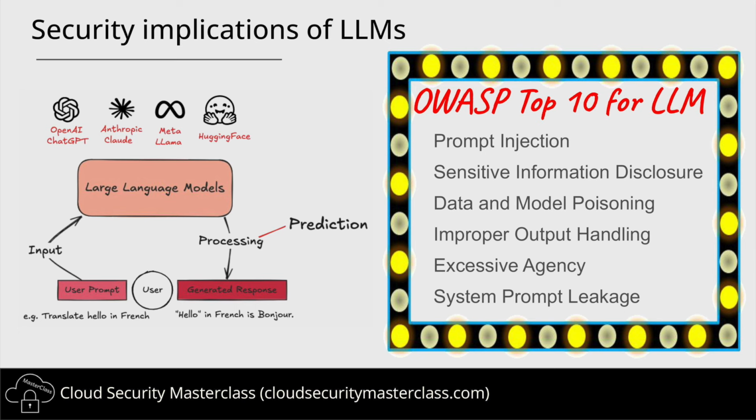Number one is the topic for this demo: prompt injection. This occurs when a malicious user manipulates the input prompt to cause the model to behave in unintended ways. LLMs can also inadvertently reveal sensitive information, either through training data or through improper handling of user inputs and outputs. That's the second key risk.